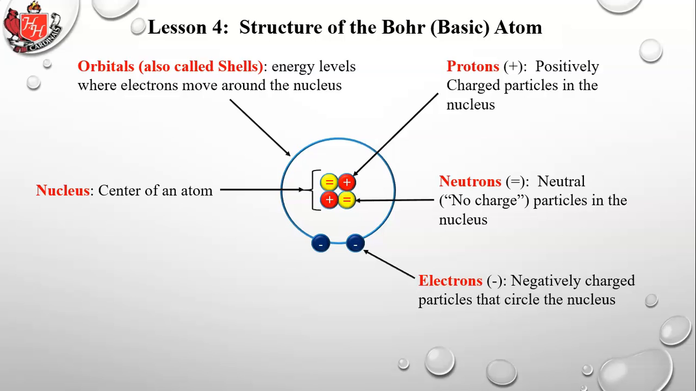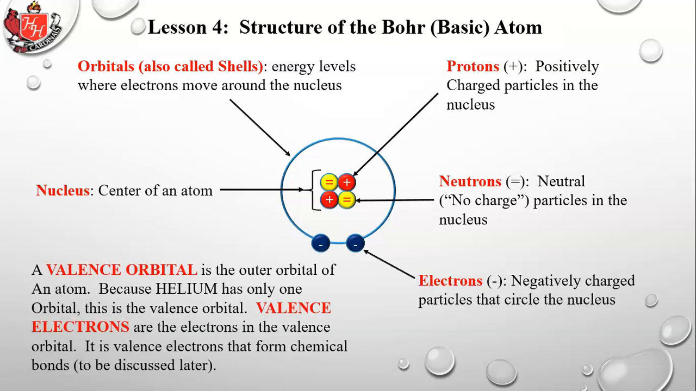So what holds the electrons close to the atom are the protons. The protons and electrons attract each other. The electrons have enough energy so that they won't just fly into the nucleus, but they will stay within a certain distance because the protons keep them there. So a valence orbital is the outer orbital of an atom. Because this is a helium atom, which has only one orbital, this is the valence orbital. Valence electrons are the electrons in the valence orbital.